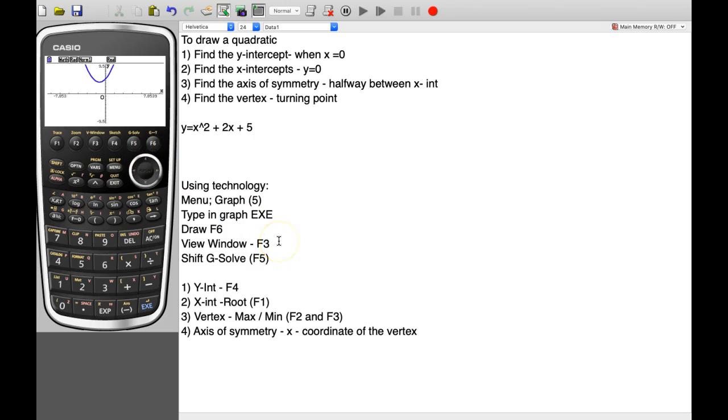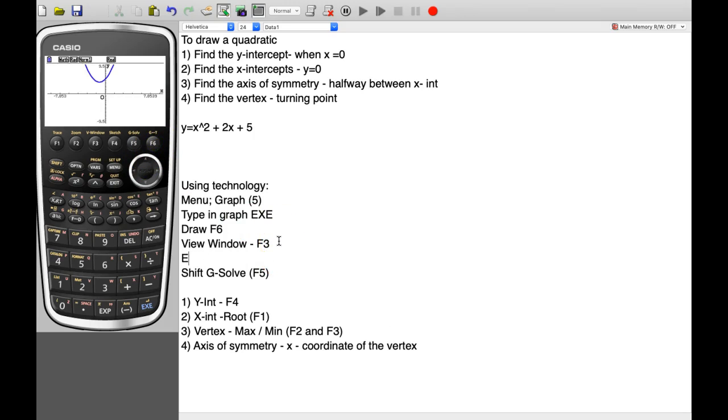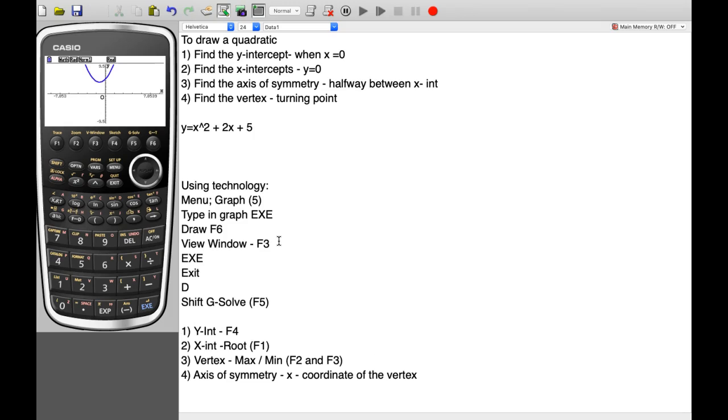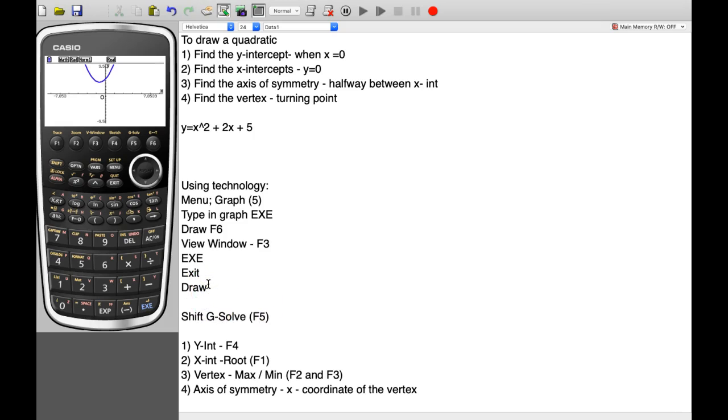Okay, so execute, exit, and draw. Now, when you go there, then you can go and find all the information that you need for your graph.